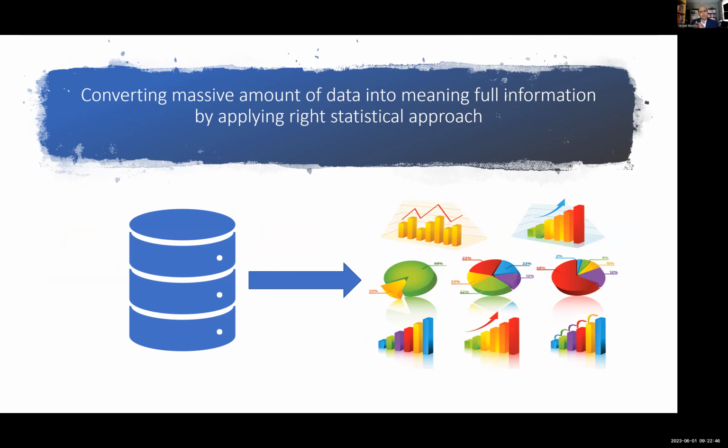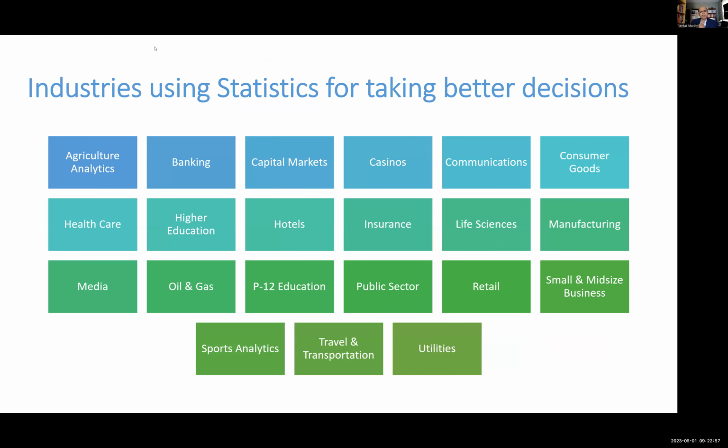How do we convert the data into meaningful information? For that, you should go with the right statistical approach. So, who is using these statistics? For example, agriculture, analytics, banking, capital markets, casinos, communication, consumer goods, manufacturing, life sciences, insurance, hotels, higher education, healthcare, media and entertainment, oil and gas, primary to 12th education, public sector, retail, small and mid-sized businesses. Everywhere they use statistics for taking better decisions.